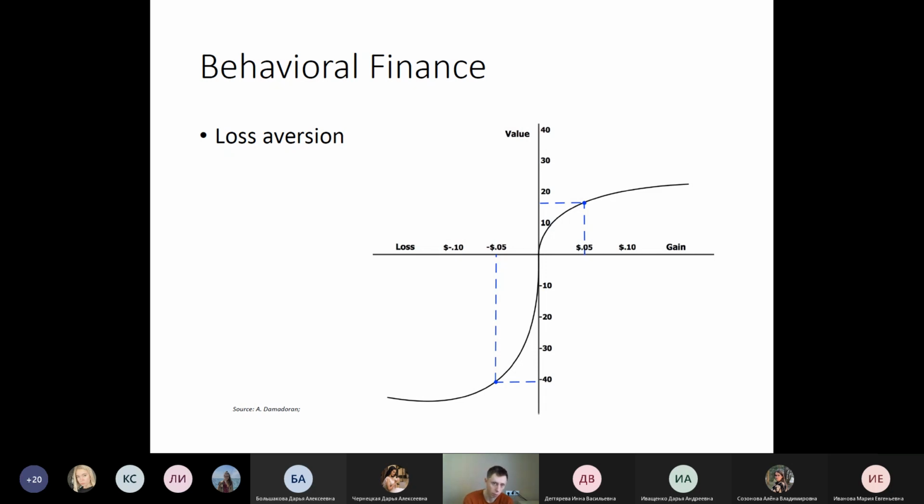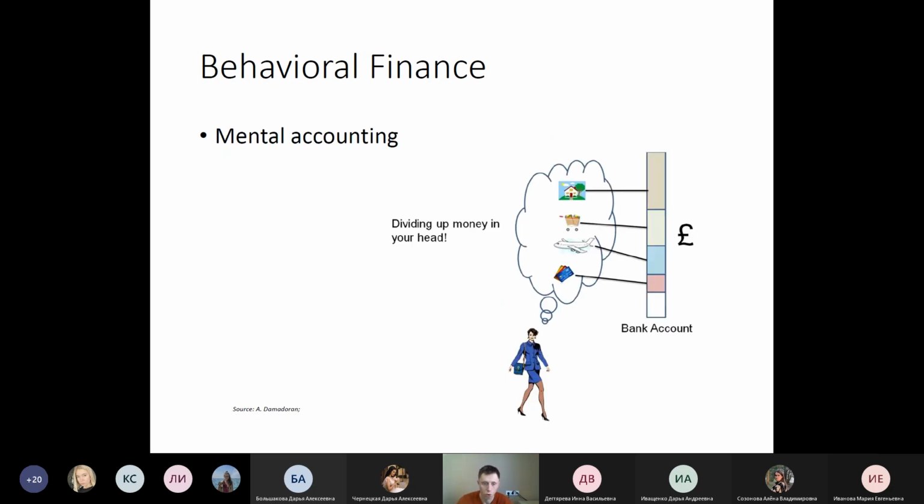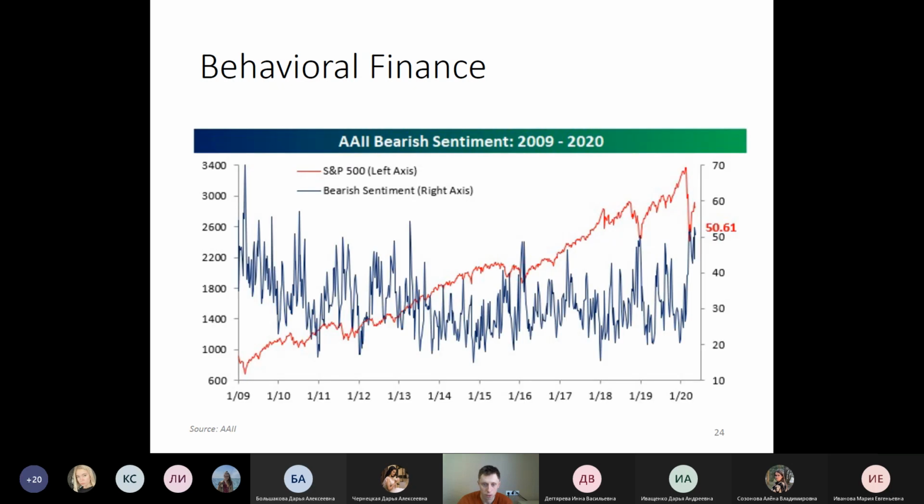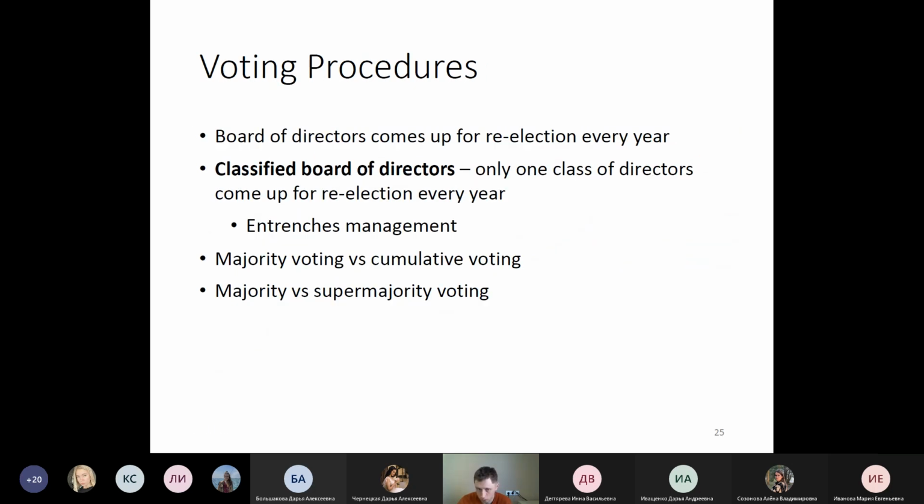So there are such patterns as loss aversion or mental accounting, and these are some patterns through which people systemically deviate from the rationality due to the behavioral patterns.